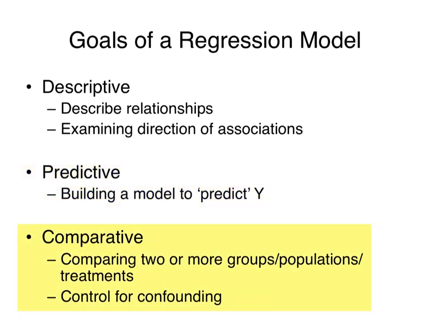With comparative models, we want to compare 2 or more groups, populations, or treatments, but we include other variables in our model to control for confounding. For example, we could compare an exposed and unexposed group, like smokers and non-smokers, on lung capacity, and include other variables, like age, to control for confounding. And as mentioned, the majority of health studies are comparative.